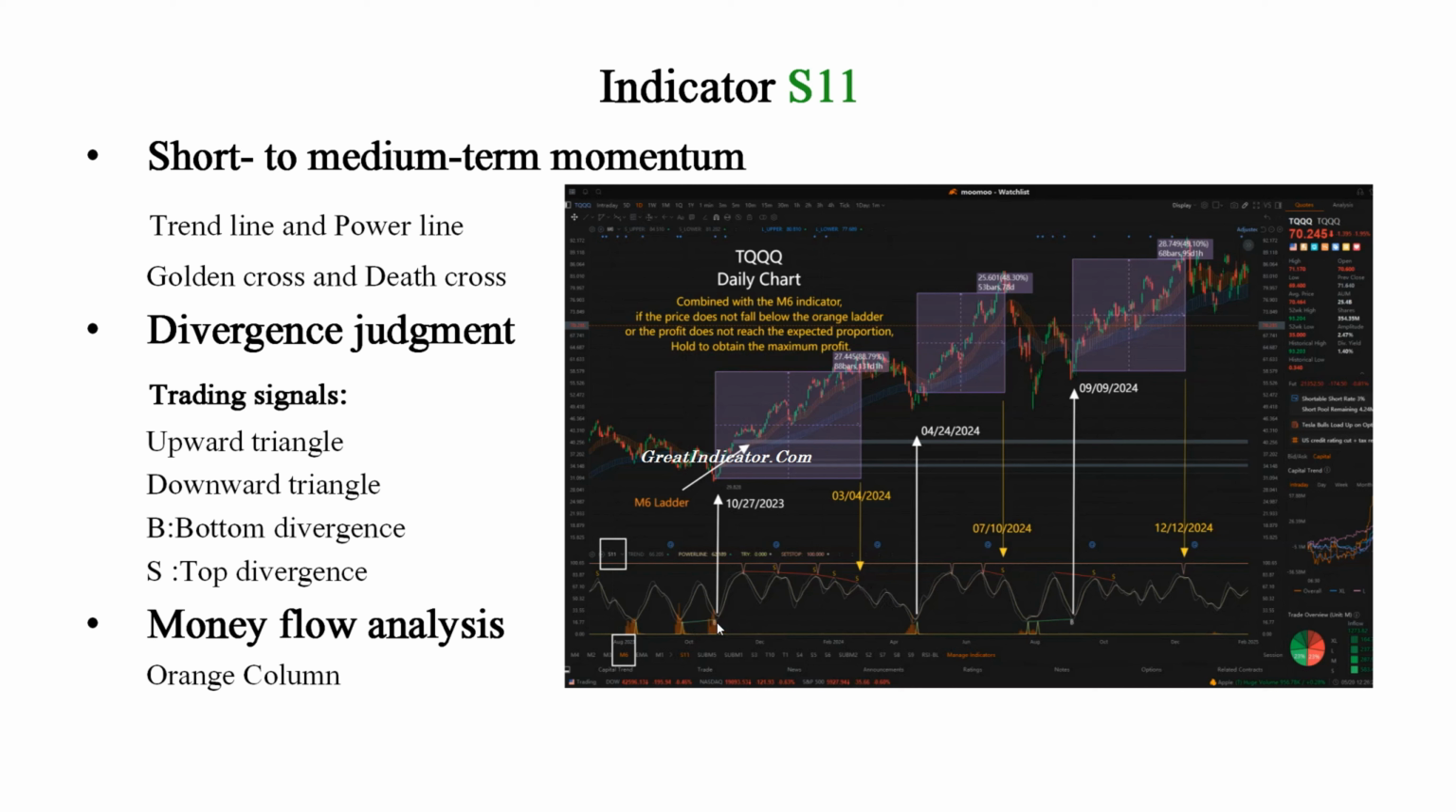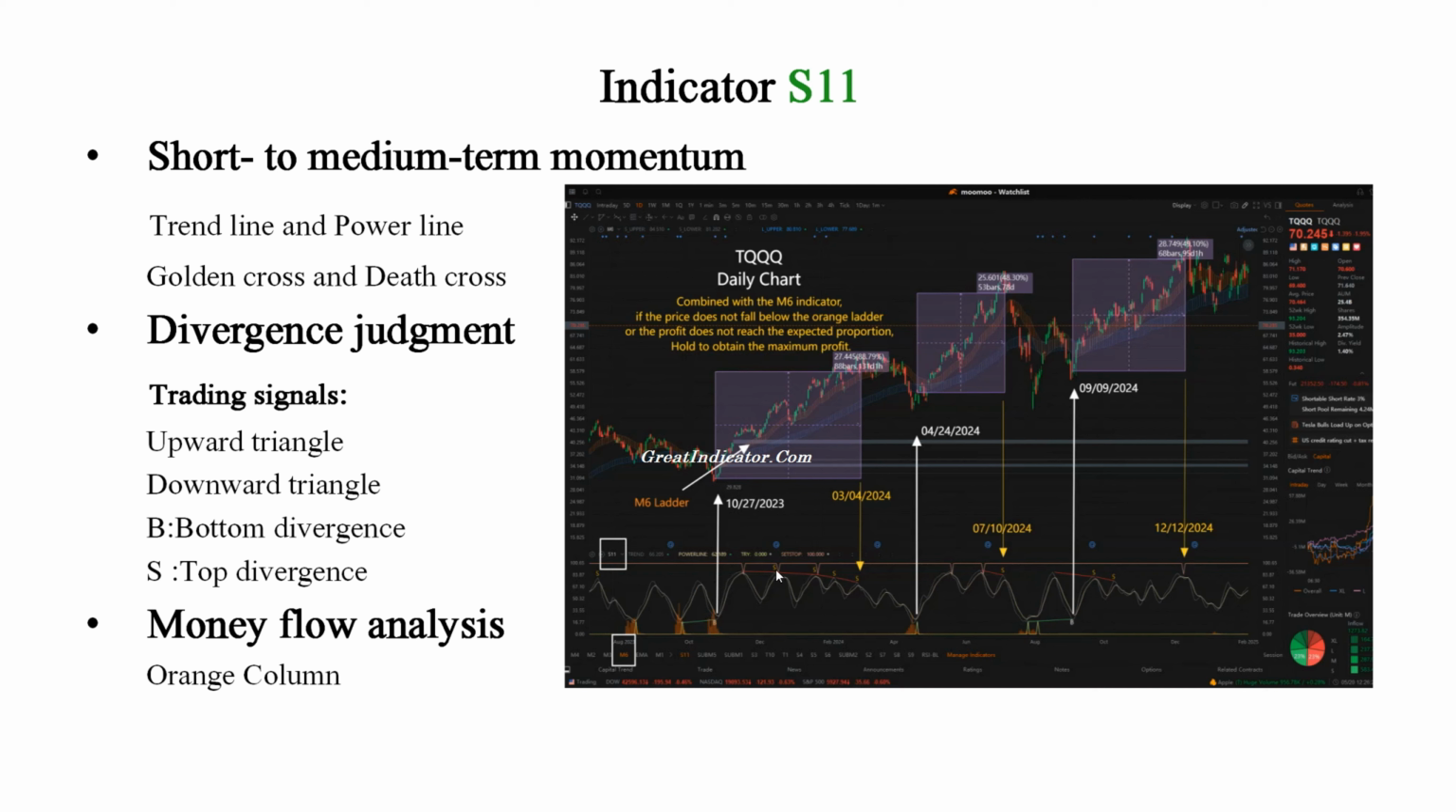Whenever bottom divergence occurs, the indicator signal is rising, but the price keeps falling. This may form a trend reversal at this time. When a B is formed here, it may be a good point to try to buy.